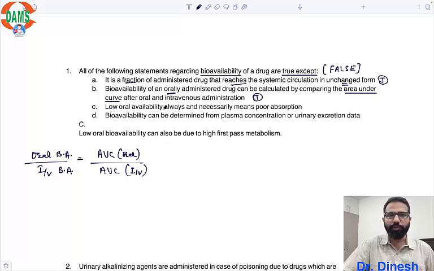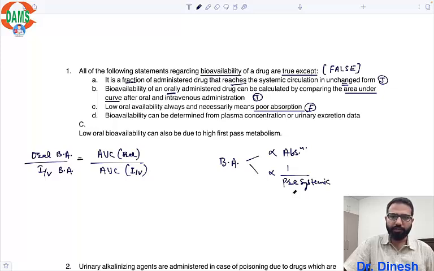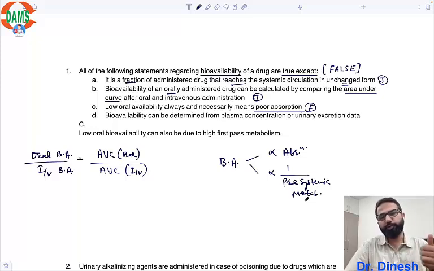The third: low oral bioavailability always and necessarily means poor absorption. No, that is not correct. Bioavailability depends on two factors. One is absorption, to which it is directly proportional, and second is pre-systemic metabolism, to which it is inversely proportional. If the absorption is more, bioavailability will be more. If the first pass metabolism is more, bioavailability will be less.